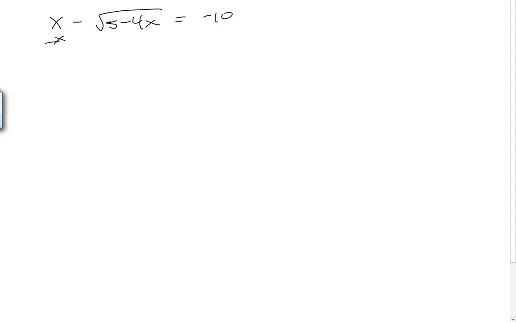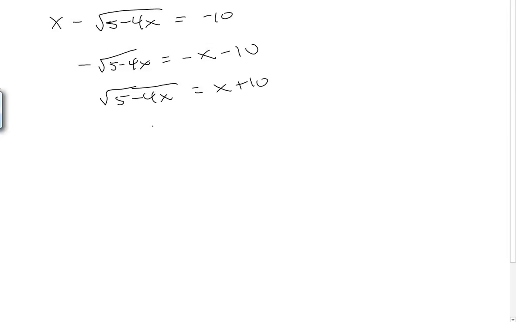Well, then there's a process to get rid of the radical. You move the x to the other side. You subtract the x over so that you get the negative square root of 5 minus 4x equal to negative x minus 10. And you could write it in any order, but I'm already looking ahead and seeing that I'm going to divide everything by negative 1. So I get the square root of 5 minus 4x equal to positive x plus 10.